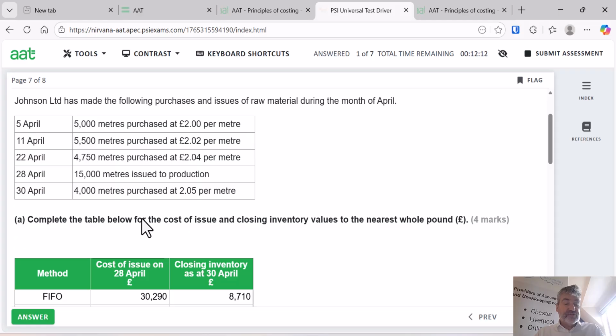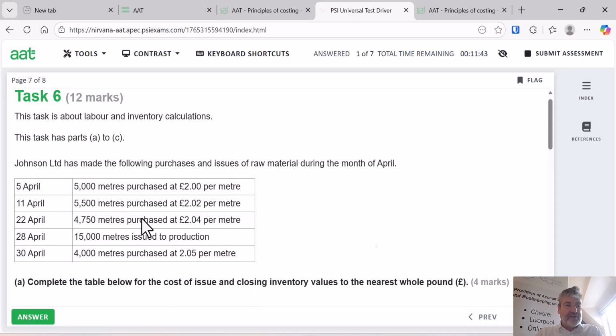And that is the cost of how many metres in total? Add 5,500 to 5,000, add 4,750 to that. 15,250 metres have cost us in total £30,800. So what is the average unit cost of what we've bought? £30,800 divided by 15,250. Many decimal places. So let's just check the question.